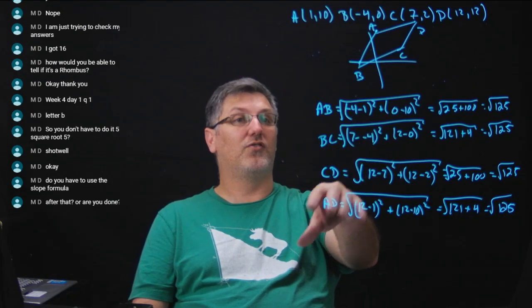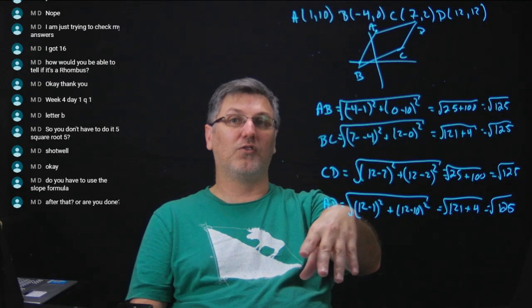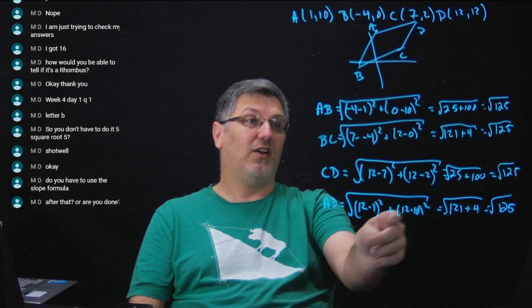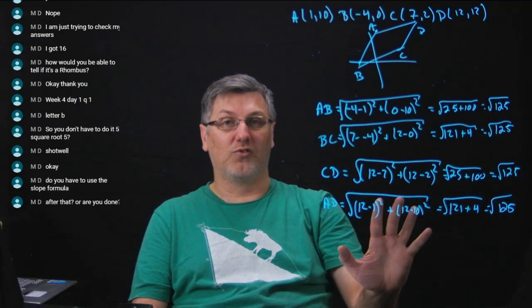But for this rhombus, you don't need to do anything with slopes. That's only with the squares. A rhombus only has 4 congruent sides, and we can show all 4 sides are congruent, so you're good.